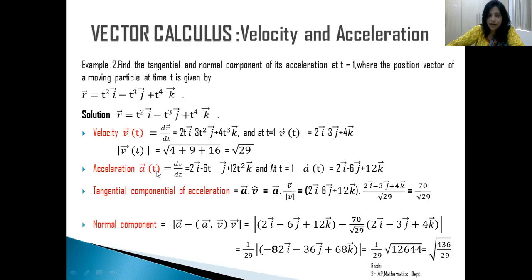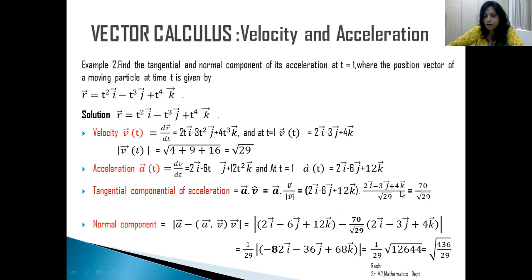Find out the magnitude of velocity. Same way you do acceleration. Now the new thing is you have to find out the tangential component of acceleration, which is a bar dot v cap. Now what is a bar? A bar is this value which we have found in the previous step. What is v cap? I told you the unit vector is obtained by vector upon its magnitude. So what is vector v? Vector v was this. Substitute it over here. Now what is the magnitude? Magnitude is root 29. Substitute.